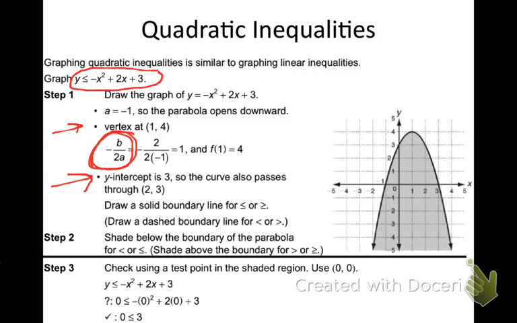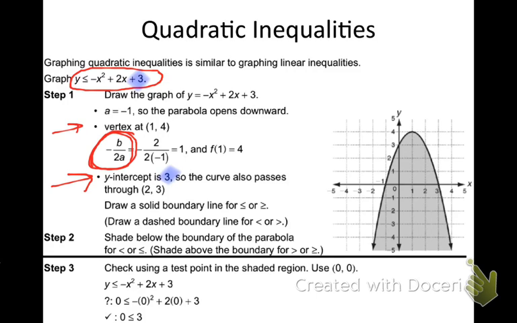Our y-intercept is always the what value, Bailey? Y-intercept is always the c. It's my constant. Okay, my y-intercept is always going to be my constant there. So recognize that. And then, unlike before, we're just going to take the three values and kind of sketch our curve, then we shade above or below.